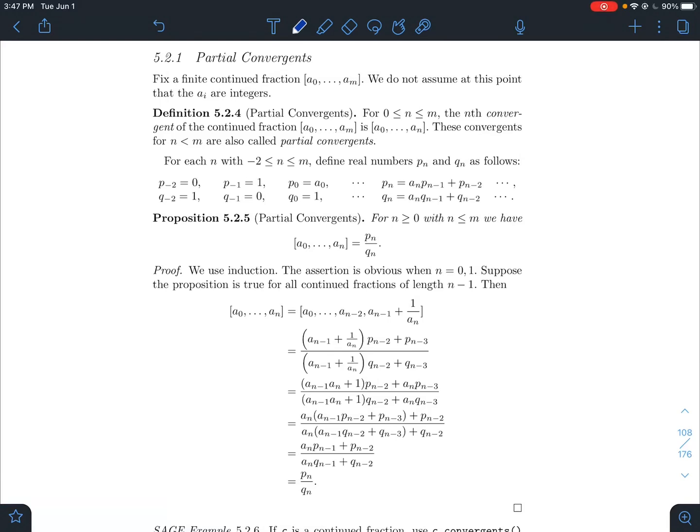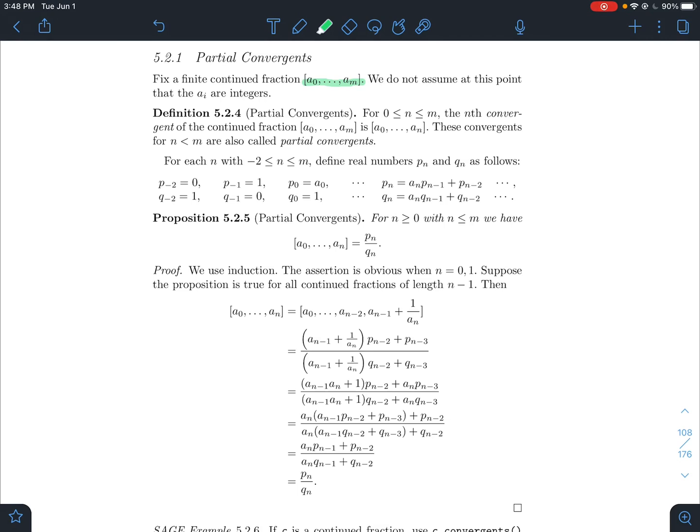This is a short video about section 5.2.1 in Stein's elementary number theory book. The last video was about finite continued fractions and our notation for them, just to remind you, is this bracket notation: a0, comma, dot, dot, dot, up to say some number a sub m.